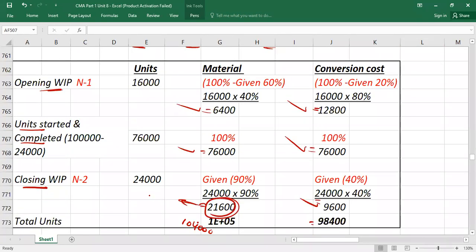Multiply by what was it? 4.5. I'll multiply by the 4.5. It will give you material cost. How much? 97,200. And for conversion cost, I'll take these units. What was the cost? 5.83. Can you multiply? What, 95, sorry?